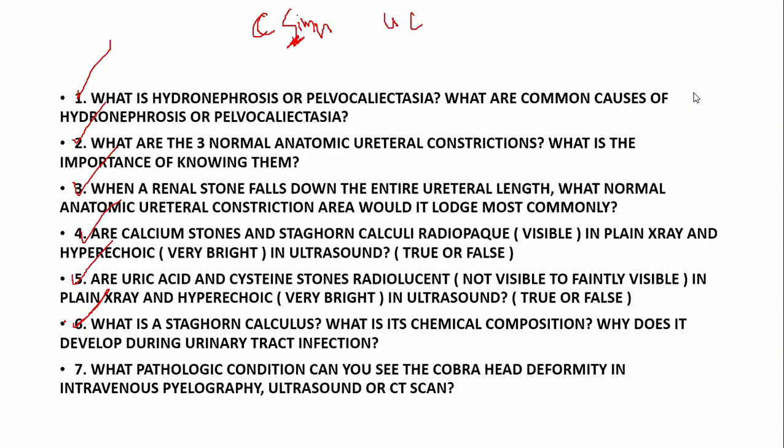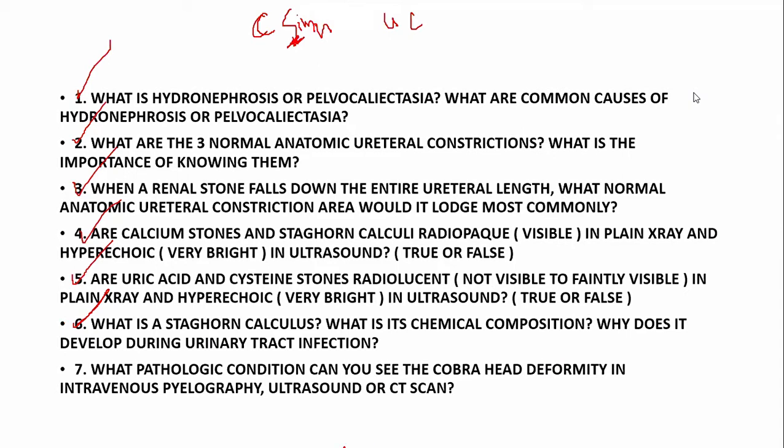Its chemical composition is MAP, magnesium ammonium phosphate. It develops in urinary tract infection because the magnesium ammonium phosphate precipitates in an alkaline environment. In urinary tract infection, especially what you said previously, Doc, the Proteus bacteria manifest an alkaline environment. And if there is an alkaline environment in a urinary tract infection, then the magnesium ammonium phosphate crystals will form a calculus or precipitate. Okay, so very good.